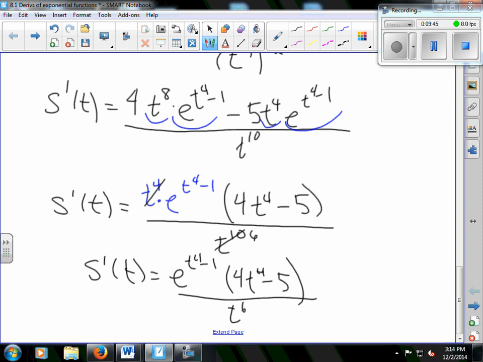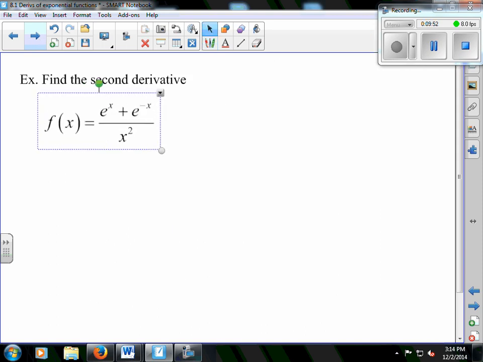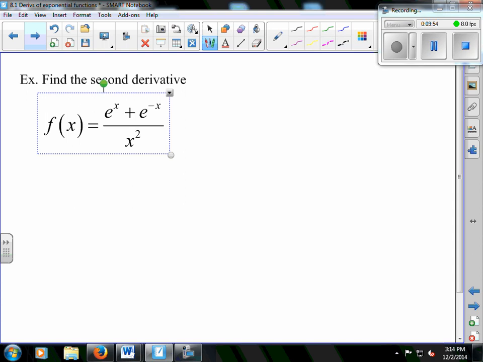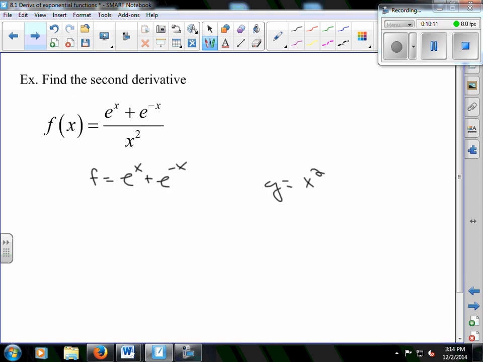Okay. Those were 4 example problems. I have one more example problem, and it is to find the second derivative of this lovely function. So we're going to start with the first derivative, but I need to do the quotient rule. So before I start with the derivative, let's label the top as e to the x plus e to the negative x, and the bottom as x squared.